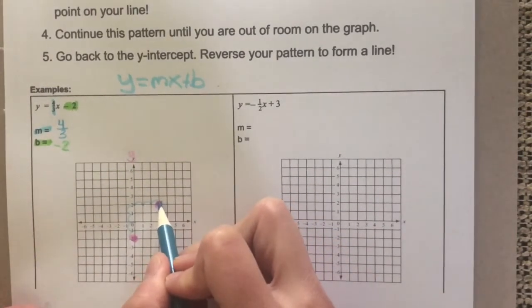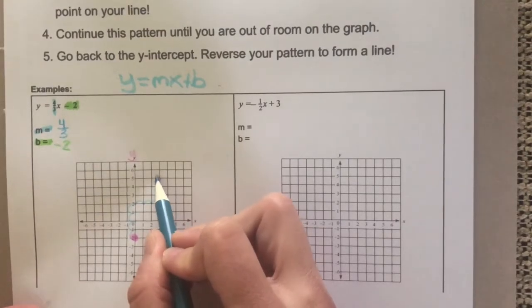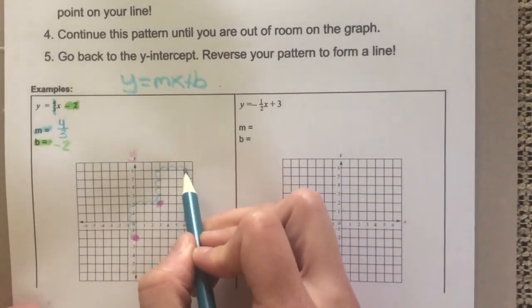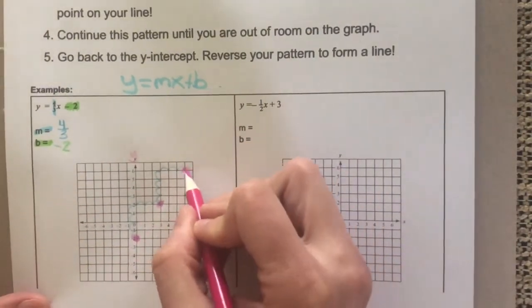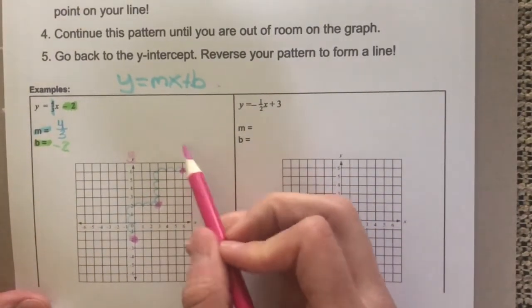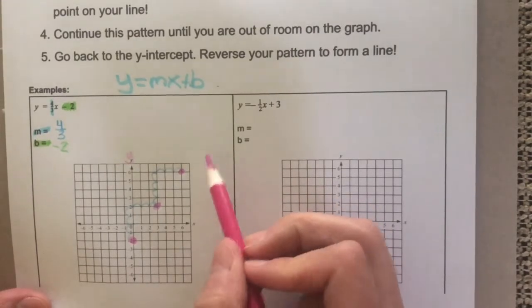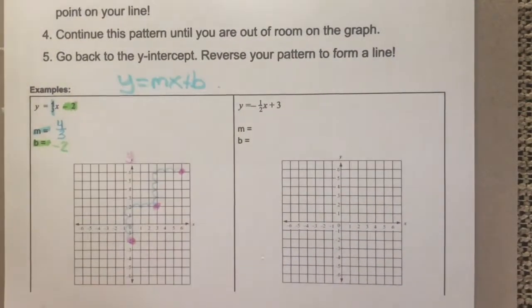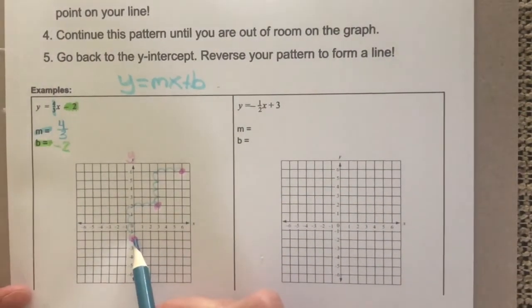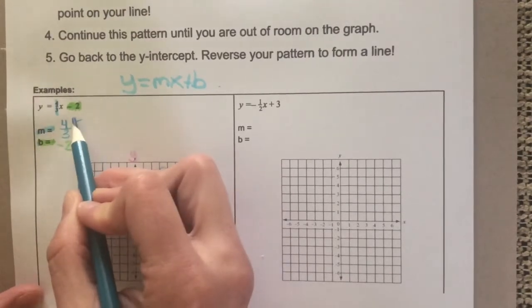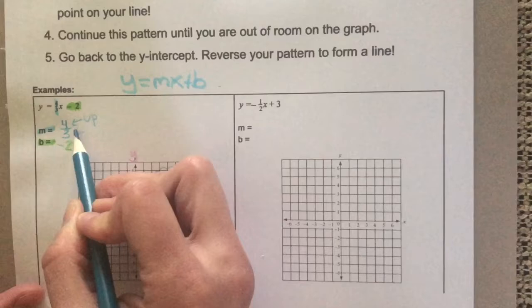My rise again would be 4, so up 1, 2, 3, 4. And then I'm going to be going over to the right, 1, 2, 3. There's my third point on my line. If I tried to go up 4 again, I'd run out of coordinate plane space. So that means I have to go back to my y-intercept and reverse what I've just done. So going back to my y-intercept brings me back to this point at -2, but now I'm going to move in the opposite direction. If this was up 4 and right 3, let's put a little note here, this was up and this was to the right.